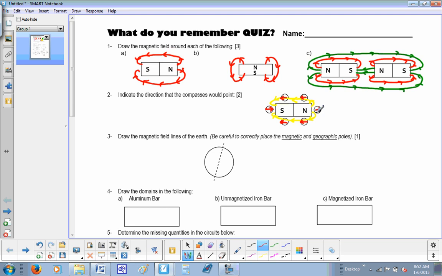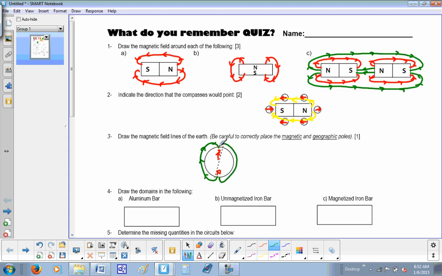Finally, when we're drawing the magnetic field of the Earth, remember our compasses point to geographic north, which would be up here, so magnetic north would be around here. A compass pointing like this tells me that it's going towards the south pole of a magnet. So the Earth is an upside down magnet, remember. So I'm going to draw the magnetic field lines from north to south, like so.